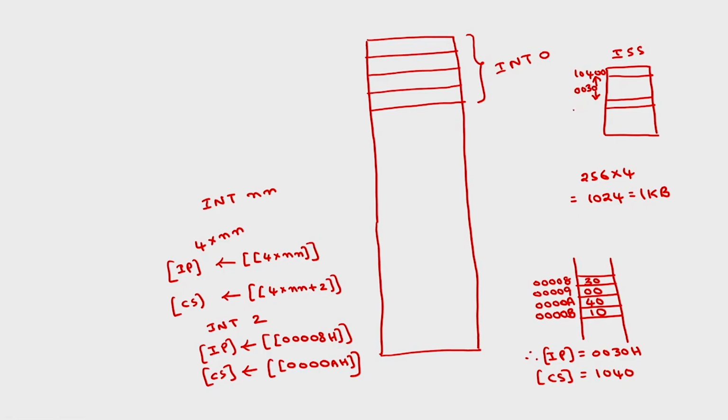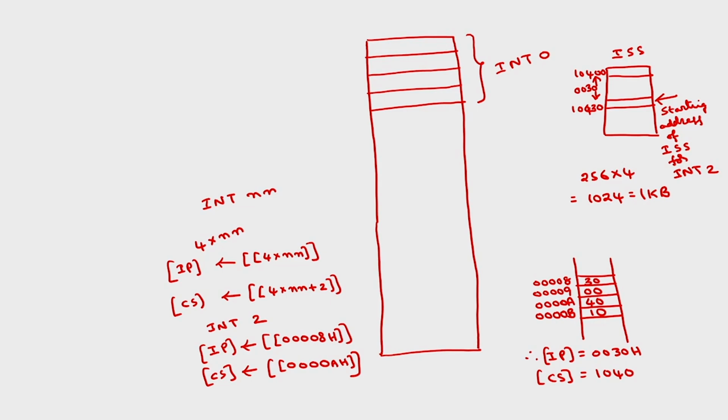Then this address becomes 10430H. So you see the starting address of the interrupt service subroutine for INT2. So you see how the branch address of the interrupt will be computed.